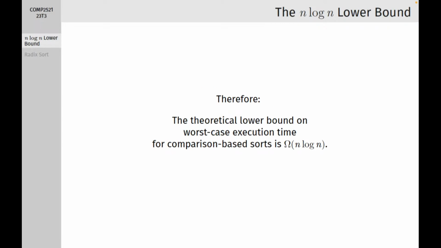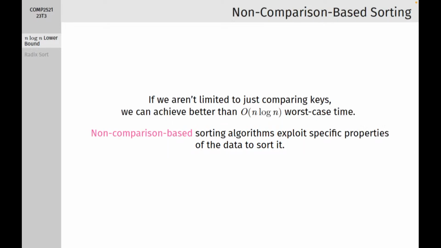All right, so therefore, the theoretical lower bound on worst case execution time for comparison-based sorts is big omega of n log n. So this is basically saying that if you have a comparison-based sort, the worst case time complexity can't be better than n log n. You can't do better than that. So then the question is, if we aren't just limited to comparing keys, can we achieve a better complexity than big O of n log n?